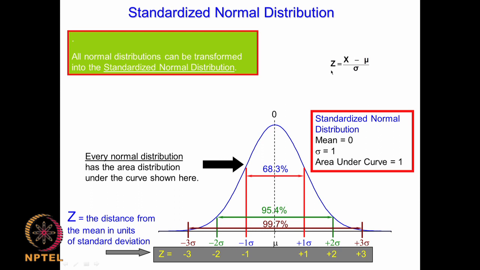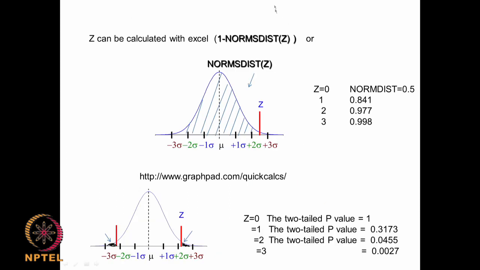If it is 2 sigma, Z will become 2. If it is 3 sigma, Z will become 3, and so on. Excel also has a function called NORM.DIST, but NORM.DIST calculates this whole area. So if I have a value of z here, NORM.DIST will give me the area of the whole portion. If I want to know the area of this portion that is outside, then I do 1 minus NORM.DIST.